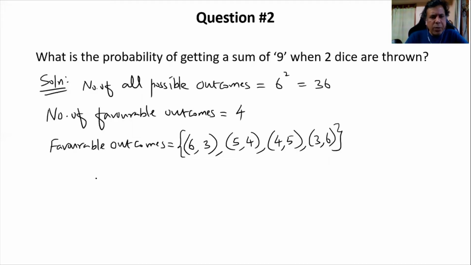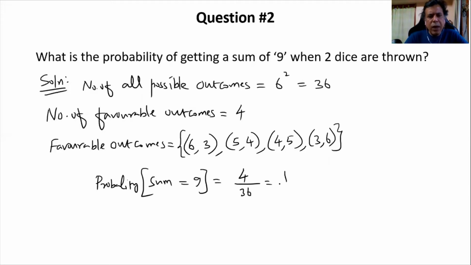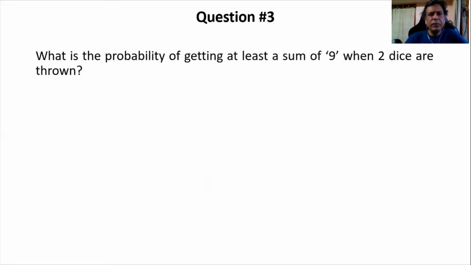So the required probability, that is probability of sum equal to 9, will be 4 by 36, which is 1 by 9. Let's move on to the next question.